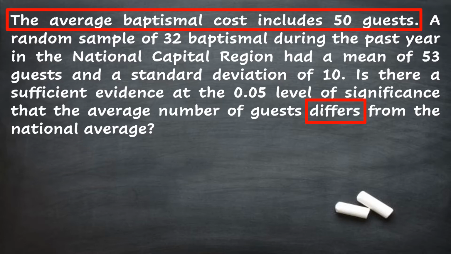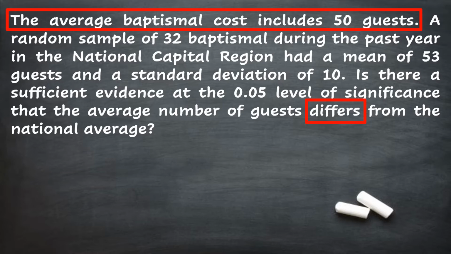Next, the second statement is a random sample of 32 baptismals during the past year in the National Capital Region had a mean of 53 guests and a standard deviation of 10. We don't need that one yet because it just explains the given values in this word problem. It will not be helpful in formulating your null and alternative hypotheses.